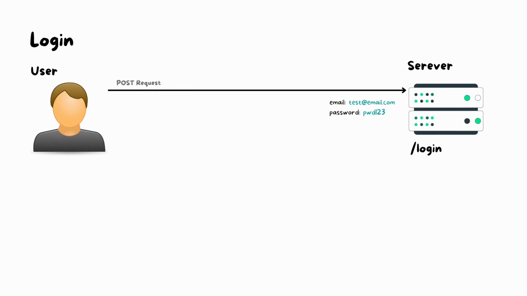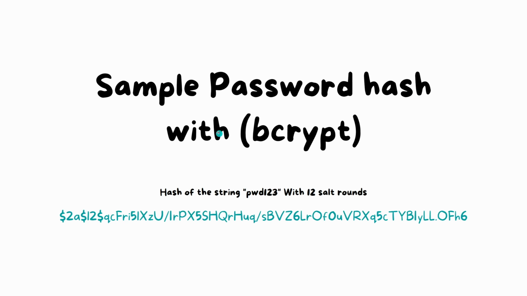When you send a post request to this login endpoint with the email and password, first of all, the server is going to check the user table and get the user with the email you sent, and then get the password hash. Remember, we saved the password hash, and it compares it with the password we are sending right now. This is how a sample password hash looks like with bcrypt. This is the hash of the string pwd123 with 12 rounds of salt. You don't have to worry about that much. In this video, I'm not going to cover the salt and everything. I'm just covering the process, how it works.